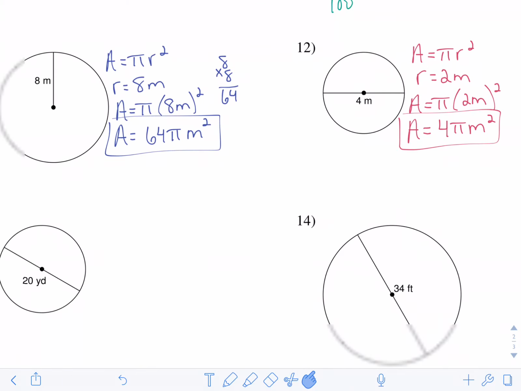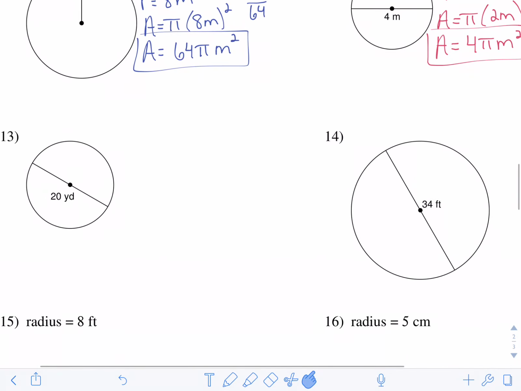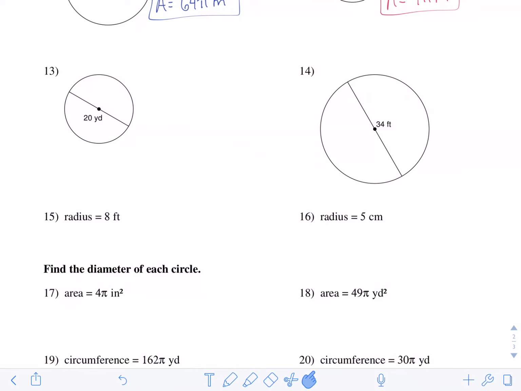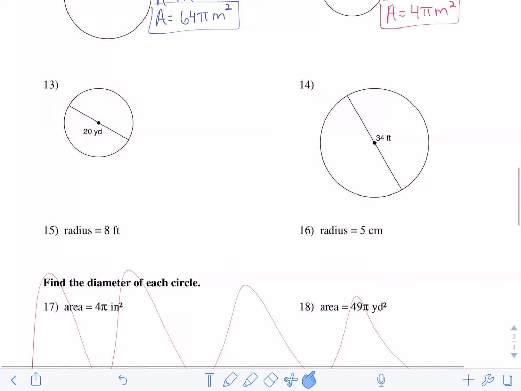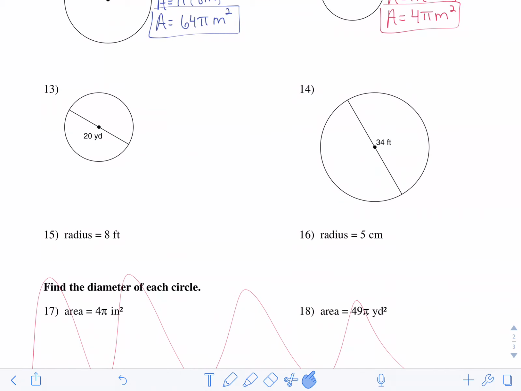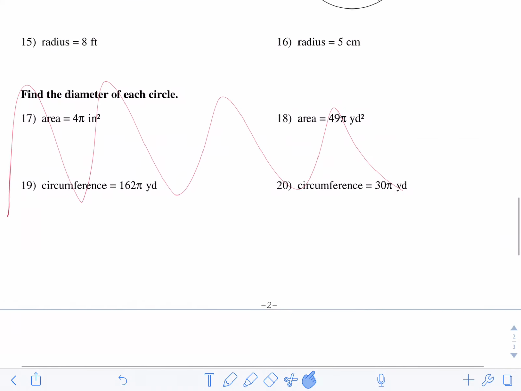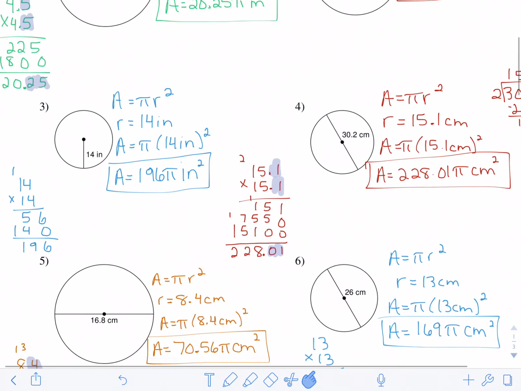Let me double check to make sure there's not any other ones that you really need to know right now. Nope, you can completely ignore these bottom pieces for right now. All these other ones are fairly simple because they're nice and neat numbers. So that is it for the notes.